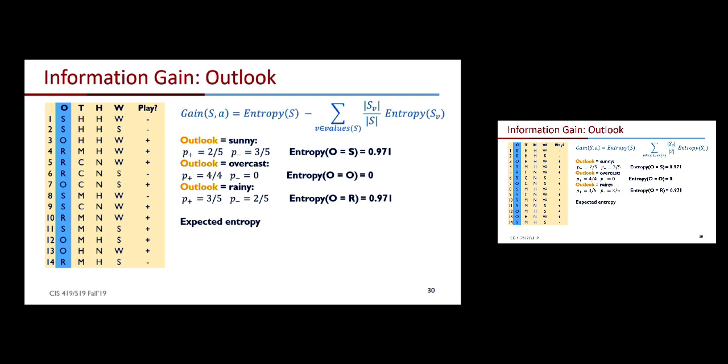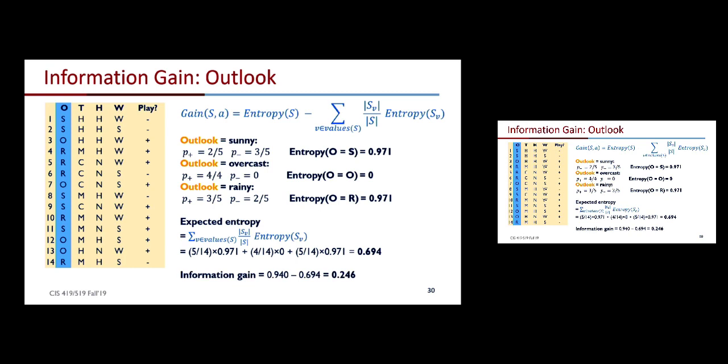So now I can compute the expected entropy, which is basically the weighted sum of these entropies. So 5 over 14 times the 0.971, 4 over 14 times the 0, 5 over 14 times the 0.971. I get the entropy of this, and then I need to subtract it from the entropy of the whole set to get the information gain. That's it. So basically, that's the computation we're going to do for each node that we care about. Okay?